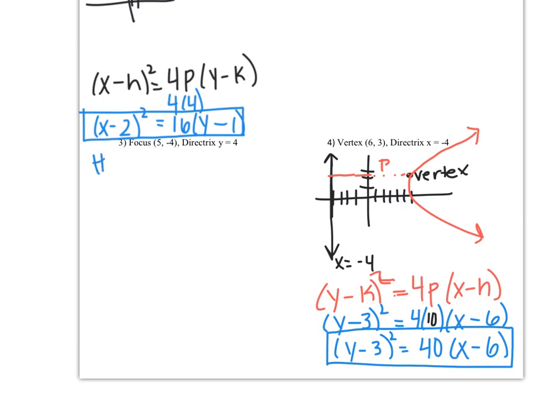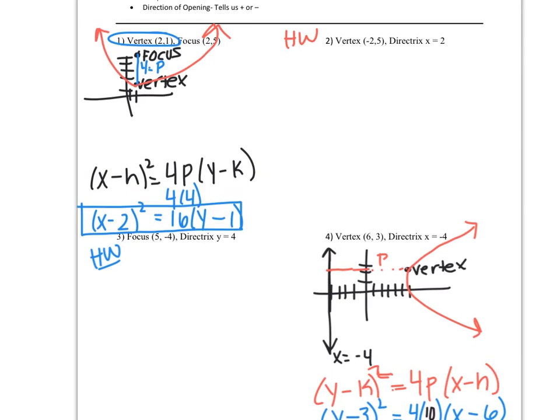So for homework, you're going to do problems number 2 and problem number 3. These two, and we're going to start there tomorrow as well. All right, don't forget to do the problems on the front page. Have a good night.